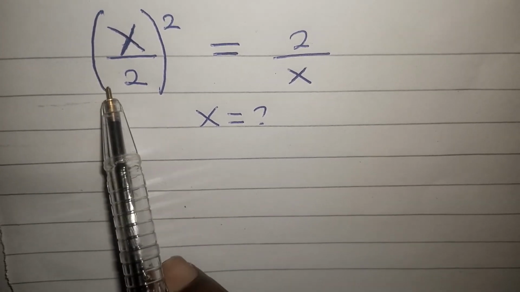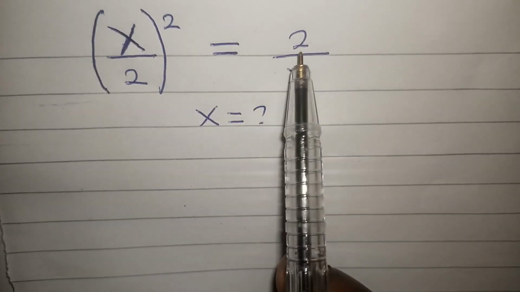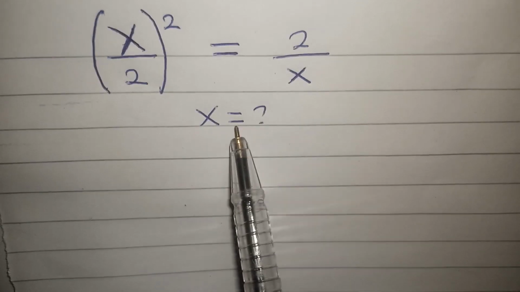The question reads: (x/2)^2 = 2/x. What is the possible value for x?